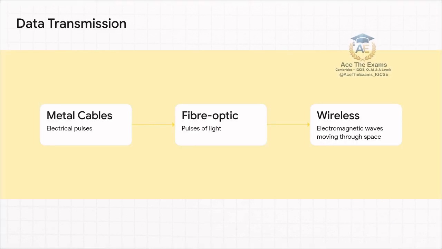To build that technical vocabulary, we first have to understand that these bits are transmitted physically in 3 distinct ways. First up, as electrical pulses traveling down metal cables.